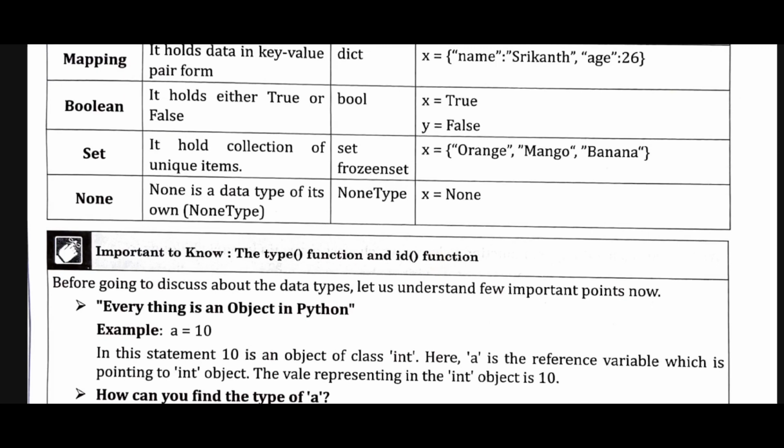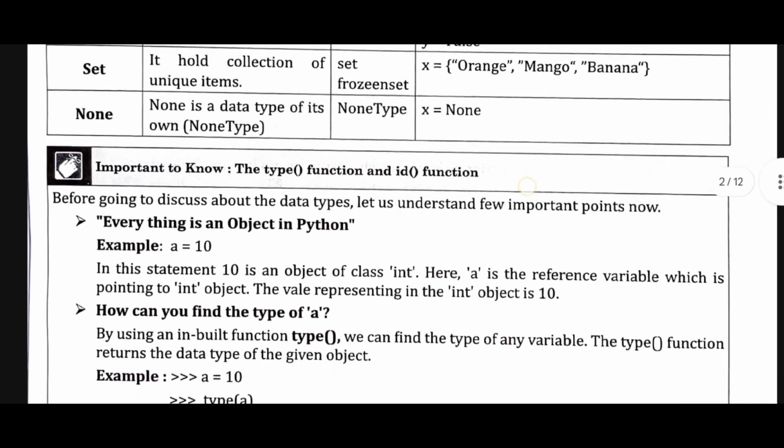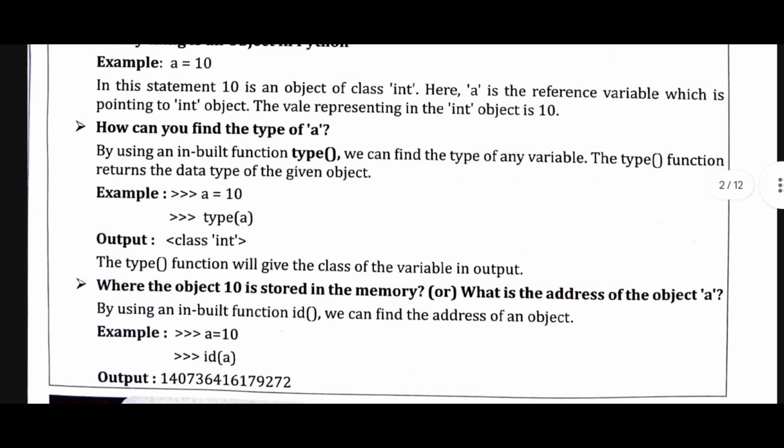Boolean data types are referred as true and false values. Set is a collection of unique items, and set has set and frozen set data types. None is a different type which will be having no data type for it. When a variable has nothing inside it, we assign it to none data type.